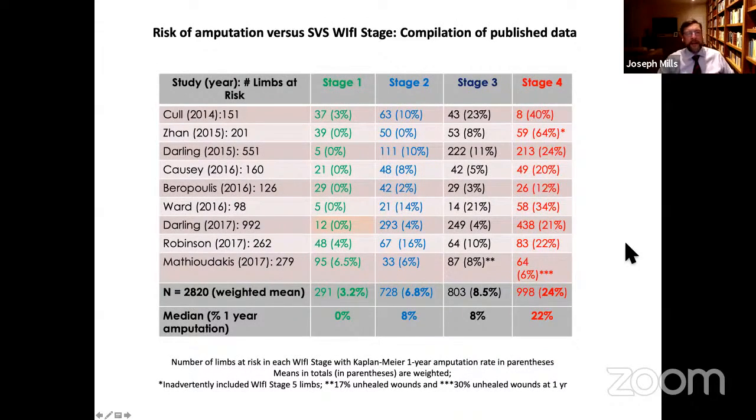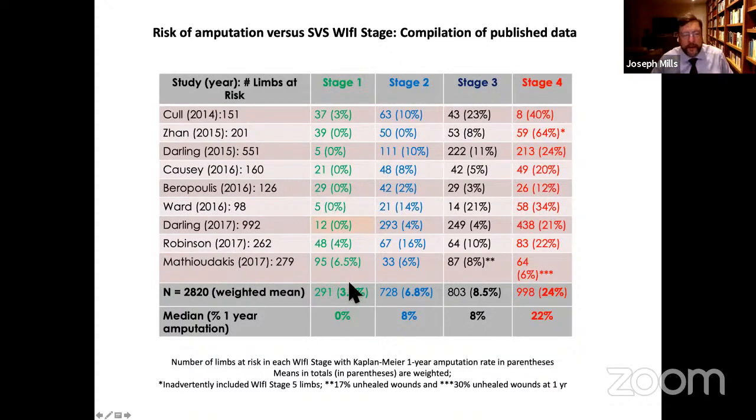So we put this together about 2 years ago. These were the first 8 or 10 studies that staged patients by WIfI and looked at 1-year amputation rates. This group was patients that were only revascularized, from the South Carolina group. This was our Arizona study. Darling was from Boston. Causey was San Francisco. Baropoulos, these were non-diabetic patients from Germany. Ward was all comers to a wound clinic at USC in California for indigent patients. This was another Darling paper on not just endo, but all comers. This was an all comers clinic in Massachusetts, and Mathiadoukas is from the Hopkins group.